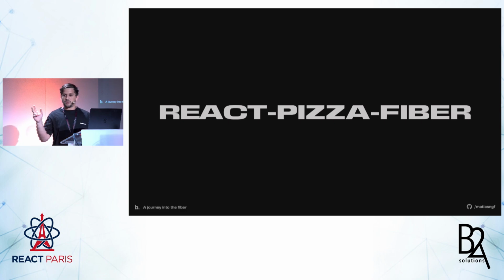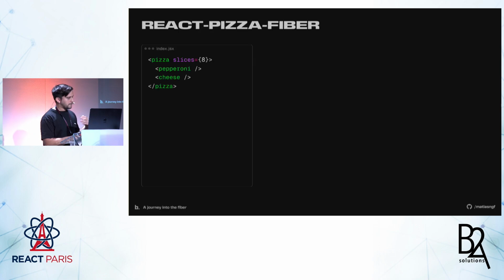We're going to create React Pizza Fiber, just to simplify the example as much as we can. Let's first imagine how this renderer would even look like in JSX. So maybe we have a pizza element type, and then we have the ingredients inside.